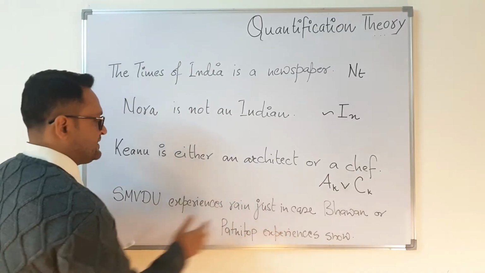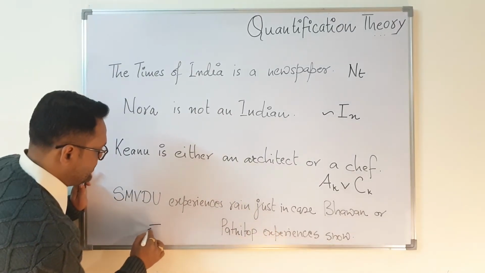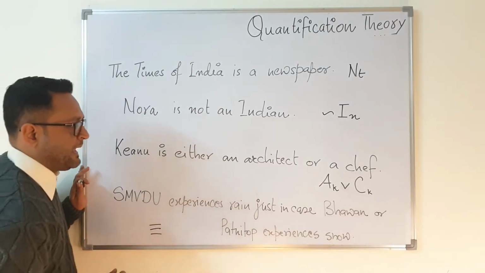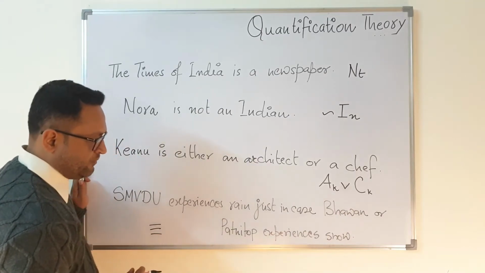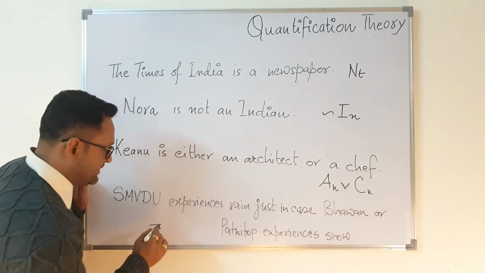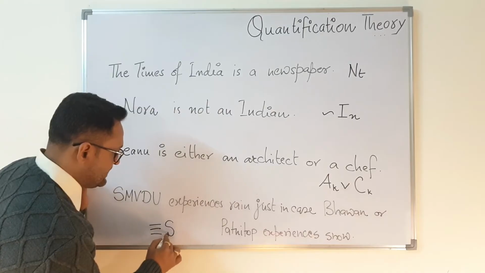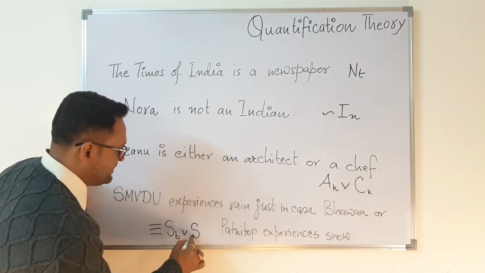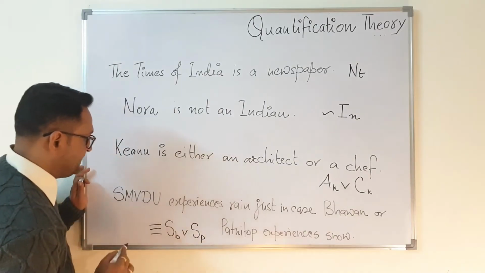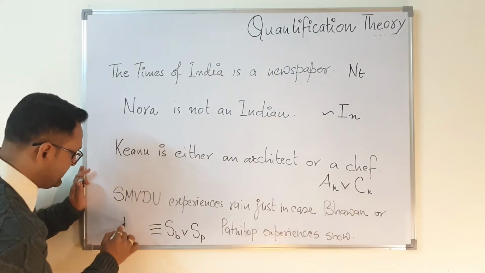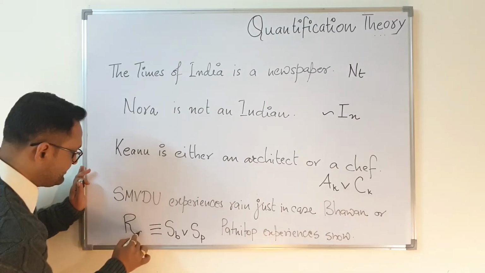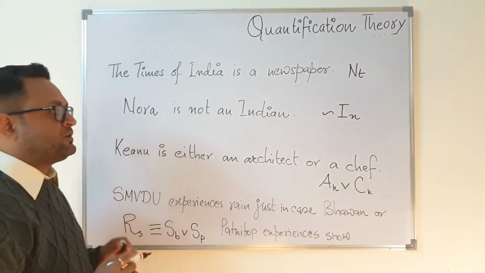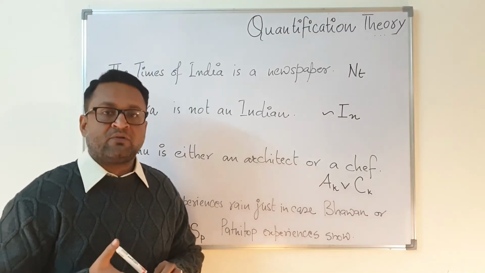Just in case is a triple bar, so I will put a triple bar in between, and Bhavan or Patni Top experiences snow will be on this side. So snow is experienced by Bhavan or snow is experienced by Patni Top, and in that case SMVDU will experience rain, right? So this is going to be the symbolization for these four propositions.